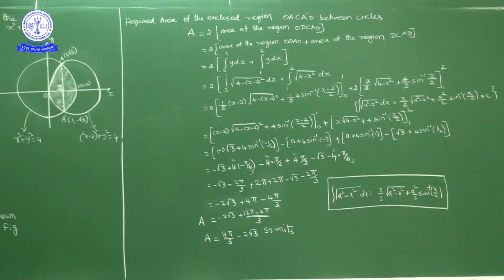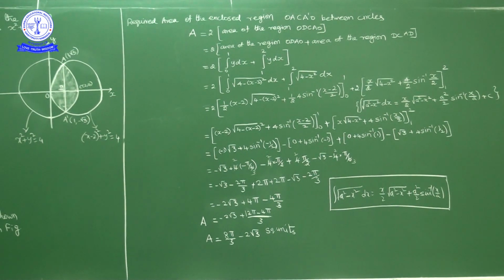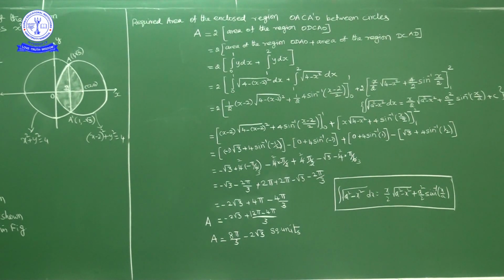2 times the area above x-axis, because the area above x-axis and the area below x-axis are both the same. So instead of calculating the whole area, what we can do? We will calculate the area under the curve ODCAO, the area above x-axis, and multiply with 2. Now the area above x-axis is nothing but the area of the region ODAO plus the area of the region DCAD. Now the area of the region ODAO is nothing but the area under this circle. What circle is it? (x minus 2) whole square plus y square is equal to 4.